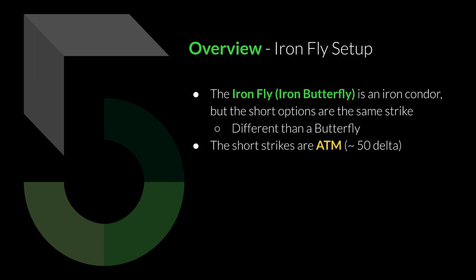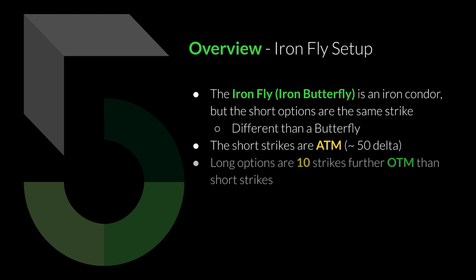The way that I'm setting up my iron fly is I am selecting the short strikes that are at the money. So the strike that is closest to where the current market price is, that's where my short strikes are going to be. And then my long strikes are going to be 10 strikes further out of the money than whatever those short strikes were. So that's the ATM, that's the at the money, it's 10 strikes, and then I'm going out 7 days until expiration, just like I was doing with the iron condors.